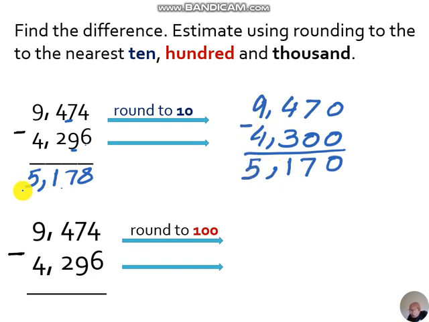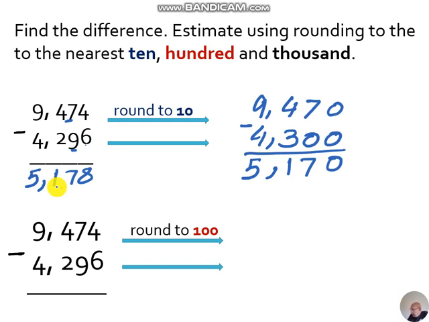This is 5,178. And this is 5,170. The difference is only 8. Very small. It means the value, when you round it to the nearest 10, is more reasonable, to the real value, to the exact difference.